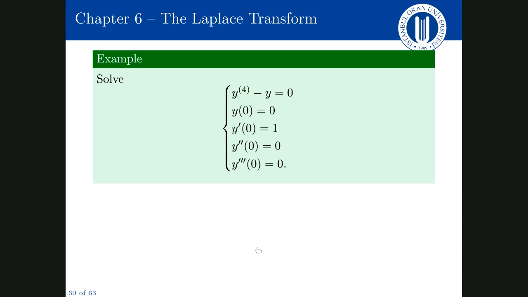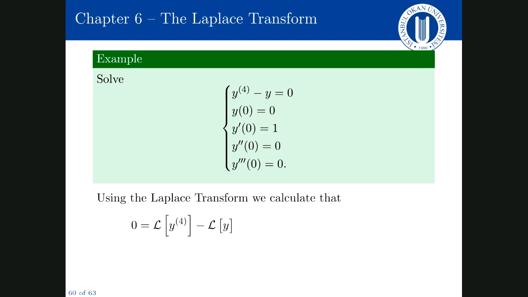For example, solve the initial value problem: fourth derivative of y minus y is equal to 0, with the initial conditions y of 0 is 0, y prime of 0 is 1, y double prime of 0 is 0, y triple prime of 0 is equal to 0. Using the Laplace transform, we can take the Laplace transform of the differential equation. The Laplace transform of 0, of course, is just 0, is equal to the Laplace transform of the fourth derivative of y minus the Laplace transform of y.